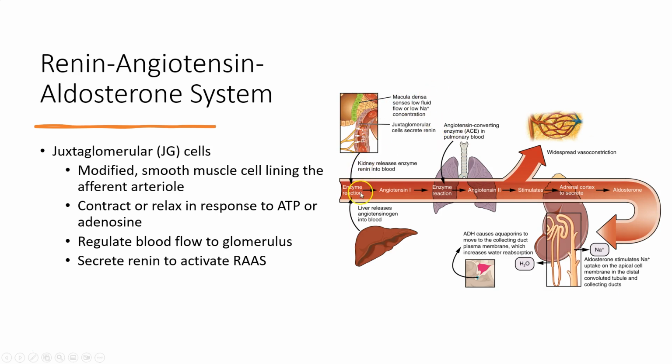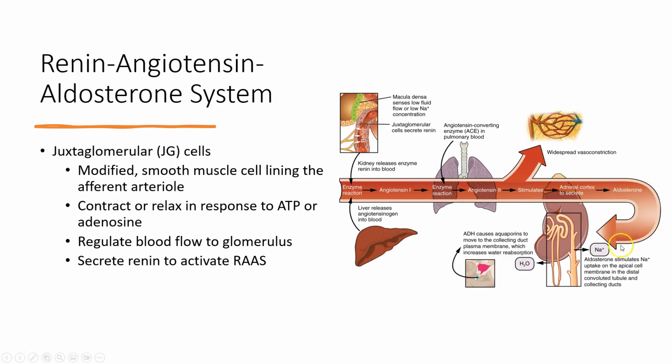When the JG cells of the kidney release renin, that then will help to convert angiotensinogen, which is made by the liver, into angiotensin 1. Angiotensin 1 then travels to the lungs, where it encounters angiotensin converting enzyme, or ACE. This converts angiotensin 1 into angiotensin 2. Angiotensin 2 can then directly cause widespread vasoconstriction at the arterioles, and it can travel to the adrenal cortex to stimulate the release of aldosterone.